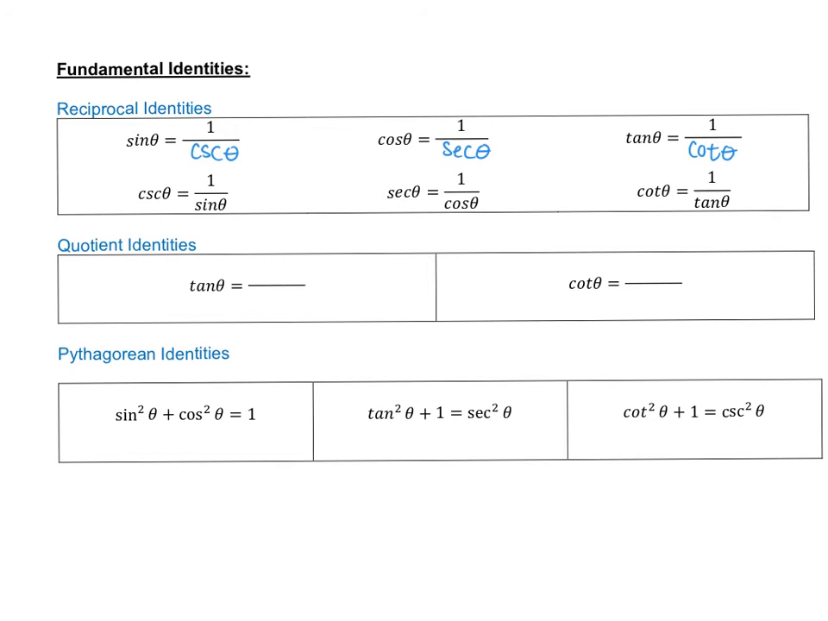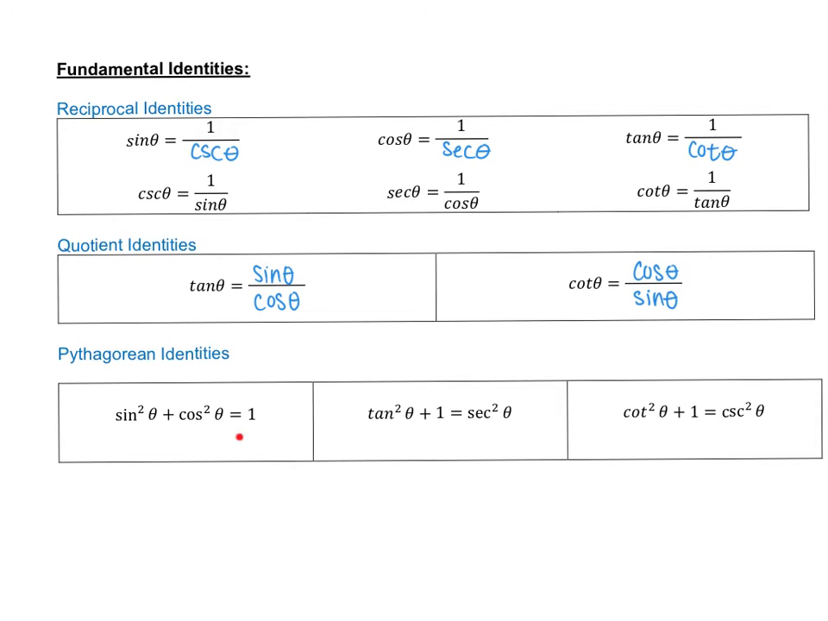All right, another thing we want to mention is the quotient identity. Now, you guys are probably familiar at this point with the tangent quotient identity being sine over cosine. So oftentimes we want to express trig functions as sine and cosine. For cotangent, it's just the reciprocal of tangent. So this one is cosine over sine.